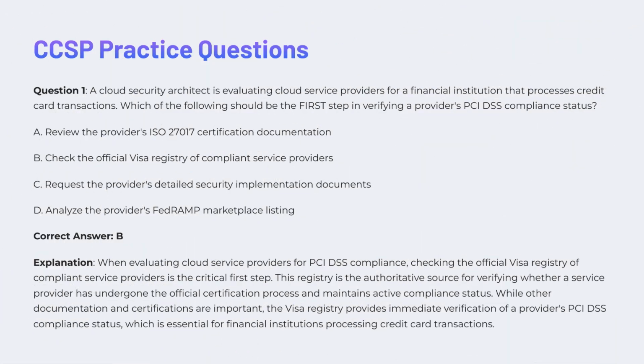Correct answer, B. Explanation. When evaluating cloud service providers for PCI DSS compliance, checking the official Visa registry of compliant service providers is the critical first step. This registry is the authoritative source for verifying whether a service provider has undergone the official certification process and maintains active compliance status. While other documentation and certifications are important, the Visa registry provides immediate verification of a provider's PCI DSS compliance status, which is essential for financial institutions processing credit card transactions.